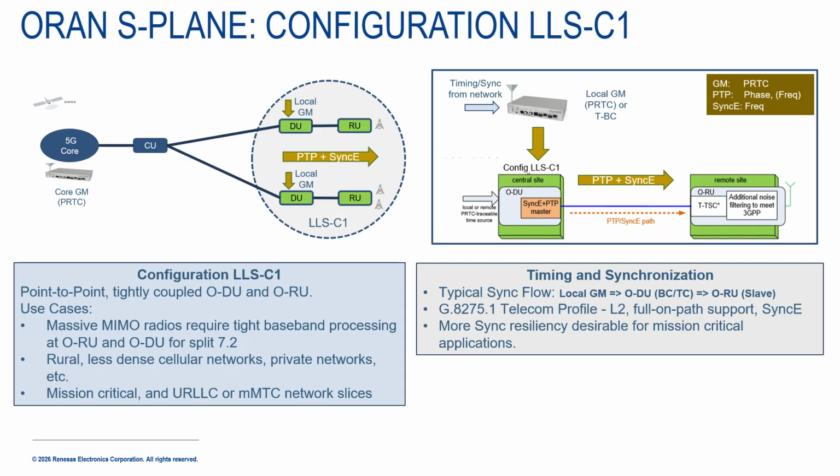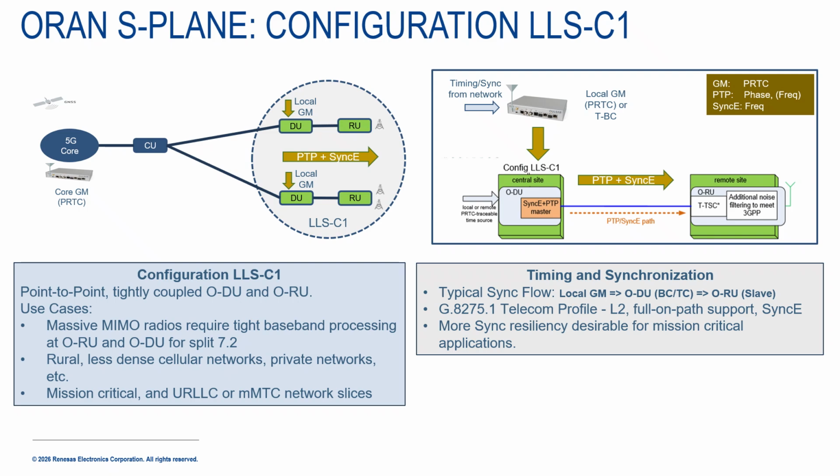Configuration LLS-C1, or configuration 1, uses point-to-point and tightly couples the DU with the RU. The use cases for this can be for massive MIMO radios, which require very tight baseband processing at the RU and DU, and they are basically focused on the split we call split 7.2, which was introduced earlier. A lot of times this will be used when there are rural or less dense cellular networks, where private networks are required, and if there are some mission-critical network slices that need to be done as well.